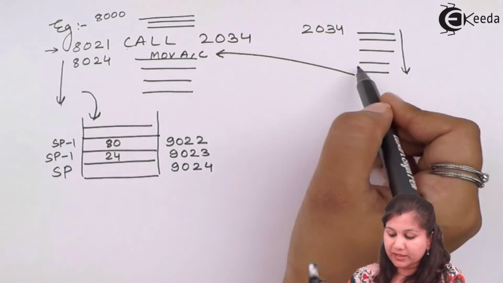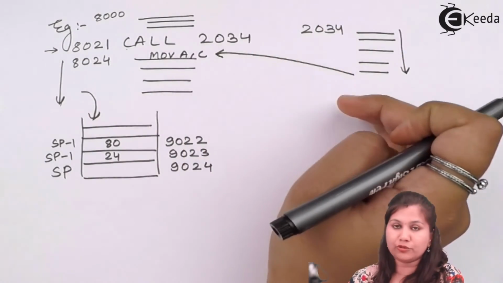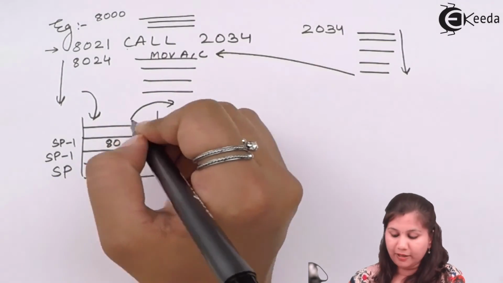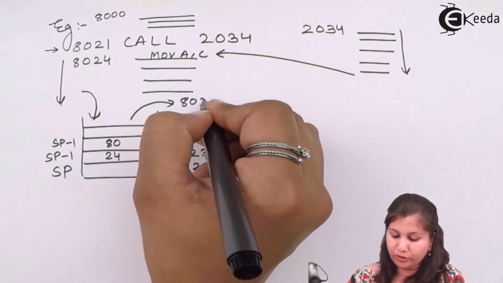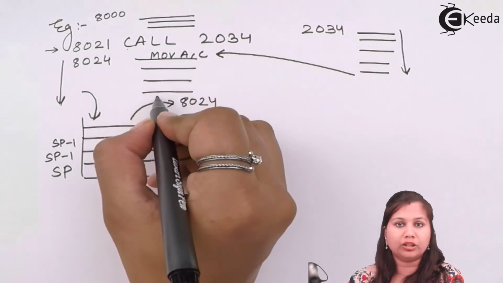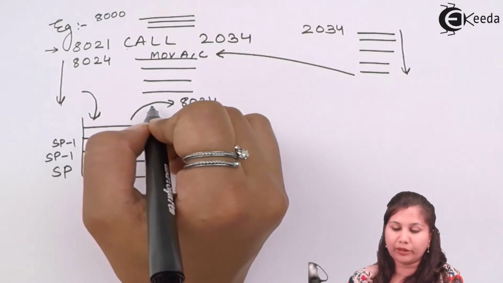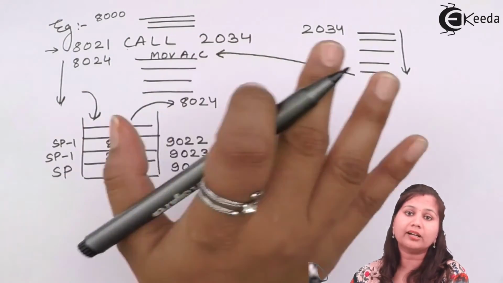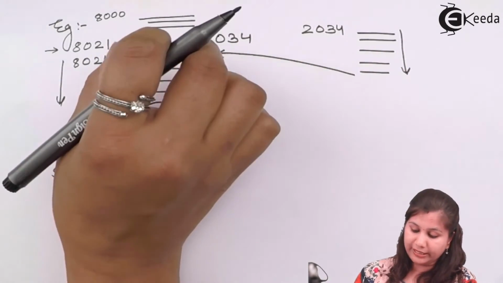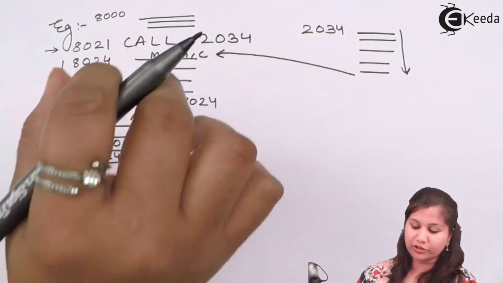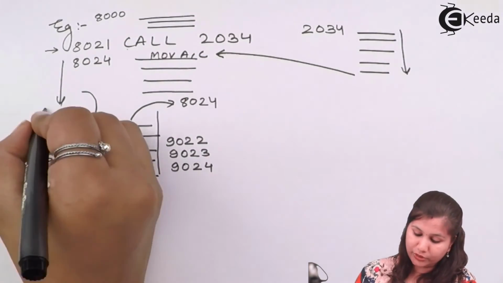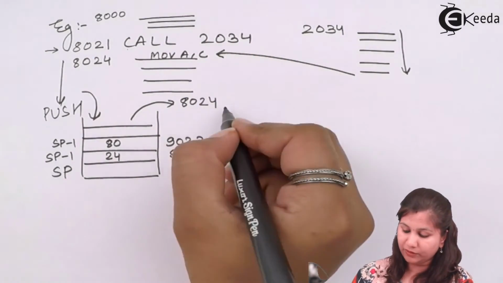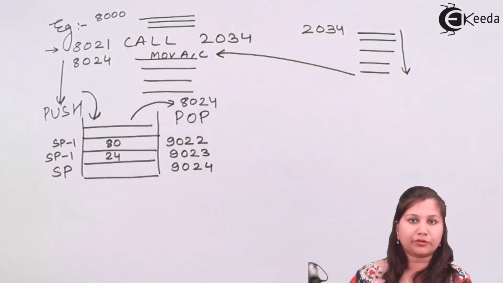Now when the microprocessor is coming back after the execution of the subroutine, it is going to pop the address from the stack. It will get 8024, and there it is going to execute the other instructions of the main program. So this is how the call instructions and branching instructions are executed. The address of the next instruction will be stored in the stack using the push instruction, and when we are getting back the address we will use the pop instruction.